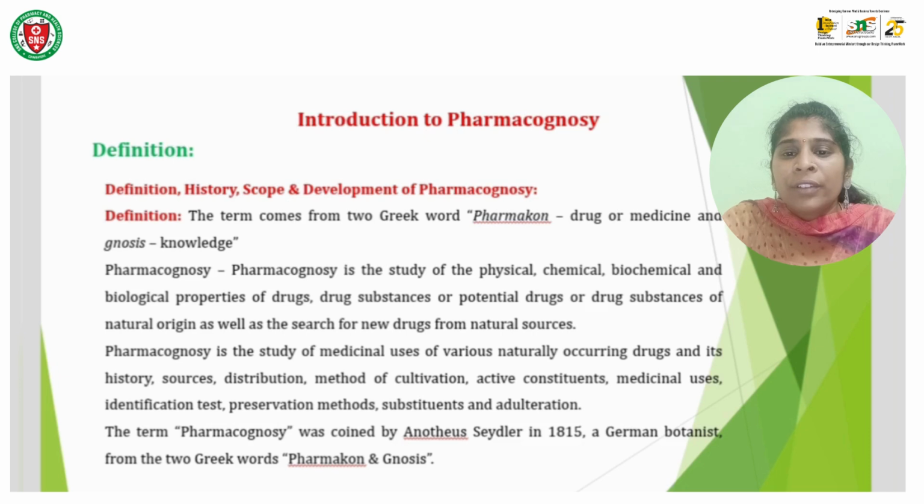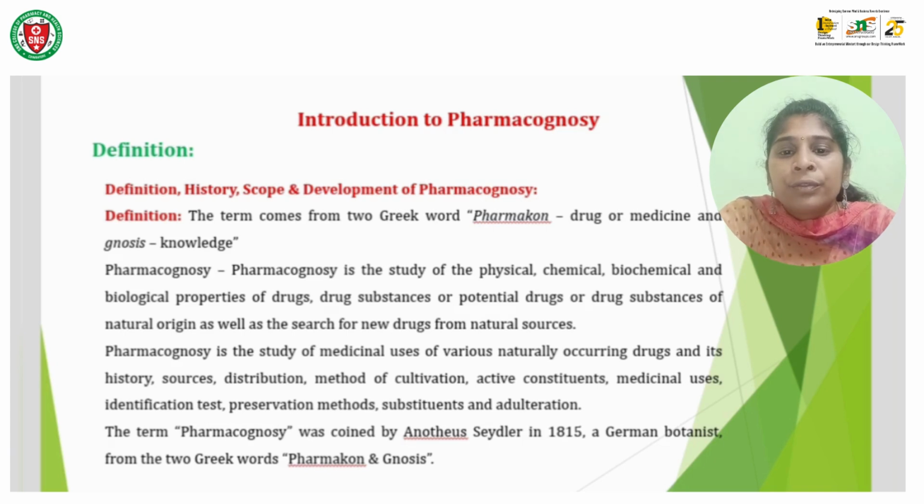So, the definition: the term pharmacognosy comes from the Greek words pharmakon, which is nothing but a drug or a medicine, and gnosis, which is knowledge. So the definition of pharmacognosy is the complete knowledge of a drug or a medicine, a herbal drug or a crude drug. It is a complete study of a medicinal drug, and if we want to state it in a statement, the physical, chemical, biochemical, biological properties of a crude drug substance is known as pharmacognosy.